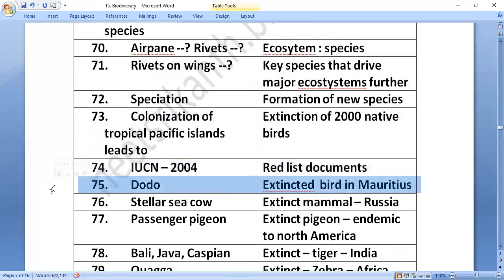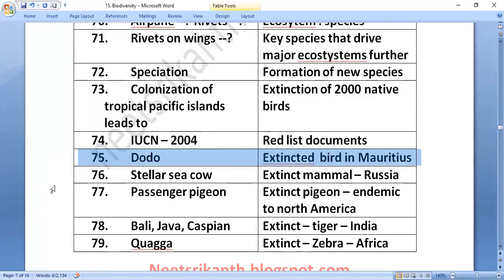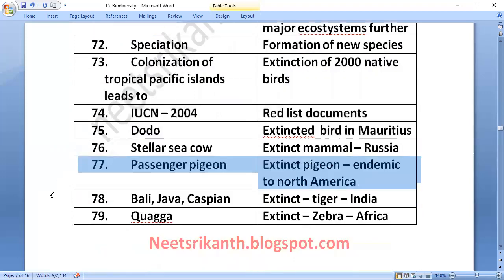Dodo, an extinct bird in Mauritius. Red List documents contain the list of extinct animals. Steller's sea cow, an extinct mammal from Russia. Passenger pigeon, an extinct pigeon endemic to North America.